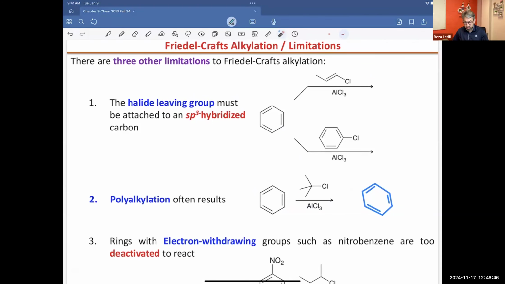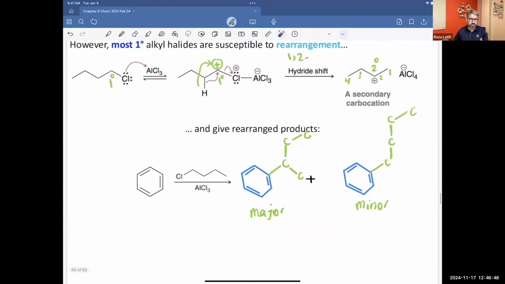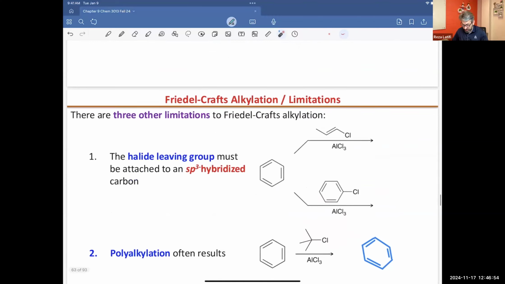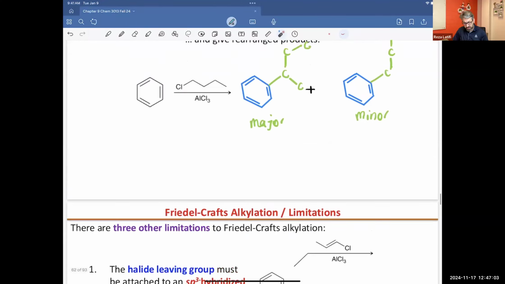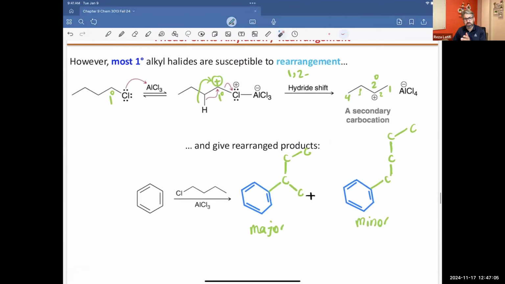And what's the solution for it? You can use acylation, and I will talk about that one in the next couple of slides. So I'm going to highlight some of the limitations with the Friedel-Crafts alkylation. The first one: we said if we use a primary halide, it will go through rearrangement, so instead of a primary carbocation, we might get a secondary or tertiary carbocation.